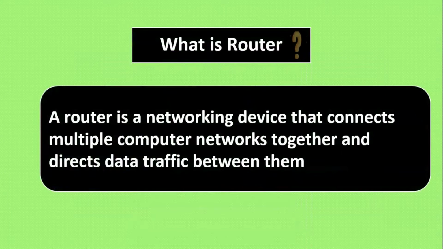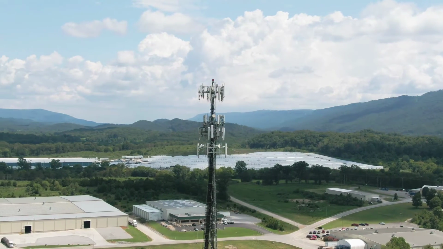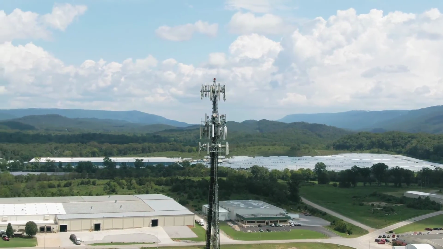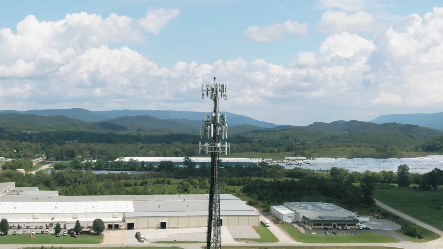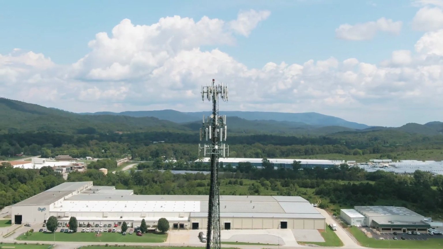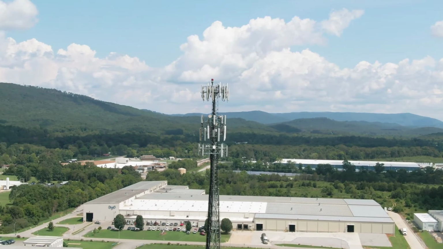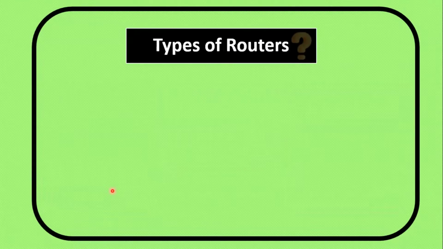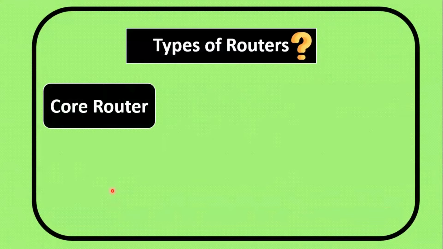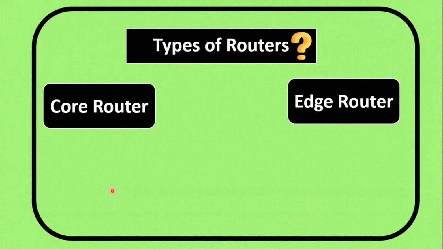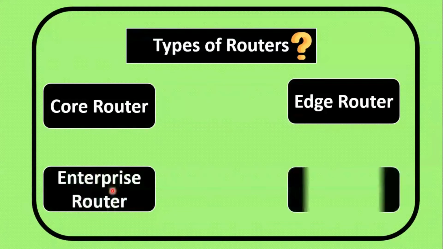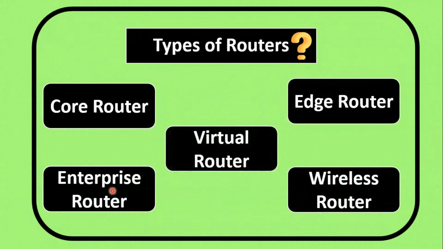What is a router? A router is a networking device that forwards data packets between two different networks. A router will forward the packet to the next device or the next network based on the routing table or the routing policy. Types of router. There are a couple of types of router. Routers can be categorized in several ways, mainly based on function. Here we will see some common types of router: core router, edge, enterprise, wireless, and virtual router.